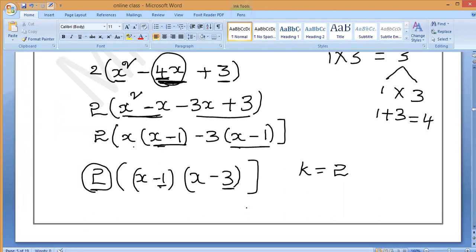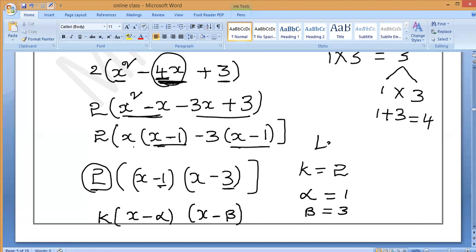Let alpha and beta be the zeros of the polynomial. Alpha equal to 1, beta equal to 3. So this equation becomes k into x minus alpha into x minus beta. Is it correct? Yes, ma'am. Till here, any doubt, ask me. No, ma'am.